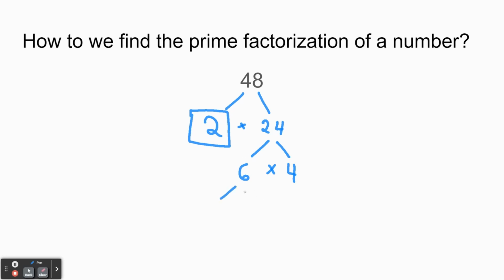What multiplies together to give us 6? Well, that would be 2 and 3. 2, we've already said, is a prime number. 3 is another prime number. We also have to do this to 4. 4 is going to be 2 times 2. So we have 2 more prime numbers. And at this point, all of the numbers that we have are prime, which means that we are done.